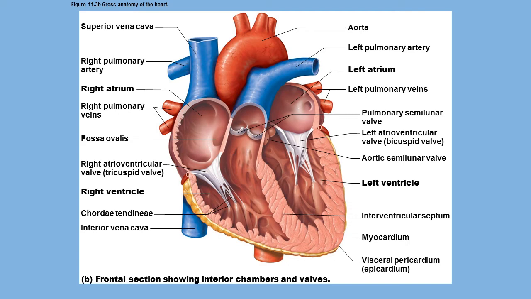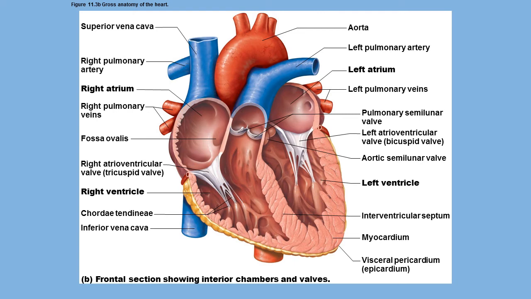It returns to the heart by, on the left side, two left pulmonary veins. On the right side, you have right pulmonary veins. Both of those combinations of veins will flow into the left atrium. It will then flow through the left atrioventricular valve, which is also known as the bicuspid valve, and also known as the mitral valve. So it has several different names, but that is the valve between the left atrium and the left ventricle.